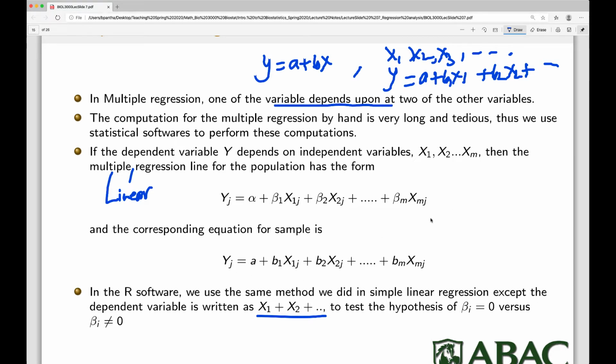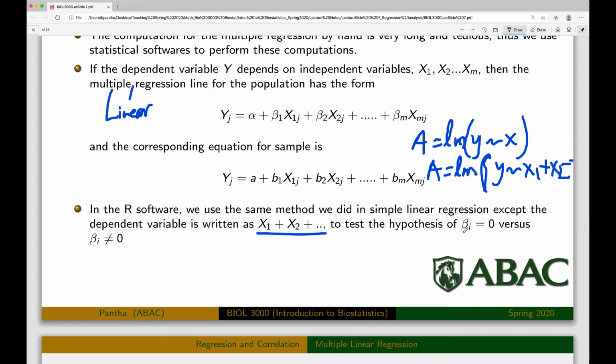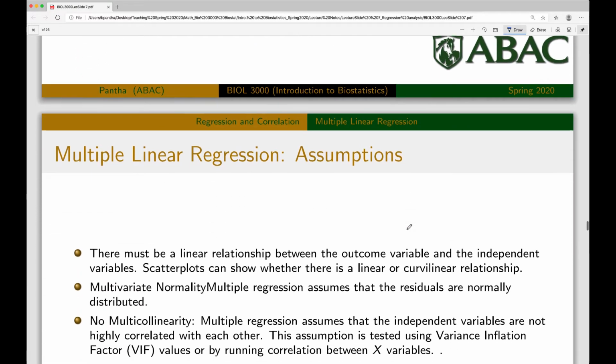So when we do the R, do you remember what we did? We gave some name, let's say A equals lm, and then you did y versus x. That's what we did, right? But now what we do is A equals linear model, and then you will do y versus x1 plus x2 and so on. That's the only difference you will be doing in this multiple linear regression, okay? Just to check that beta i equals 0. There may be beta 1, beta 2, beta 3, beta 4, like that. So we will be testing for each of those beta i equals 0.